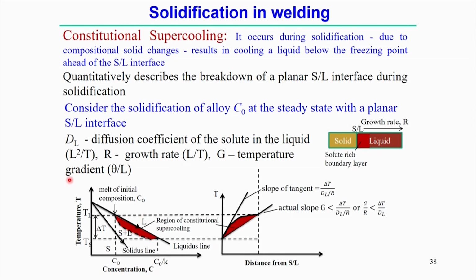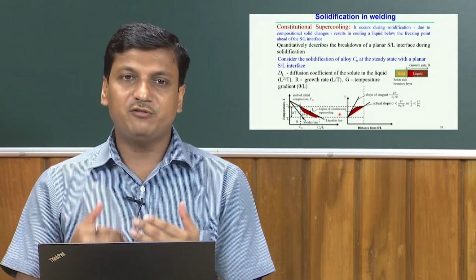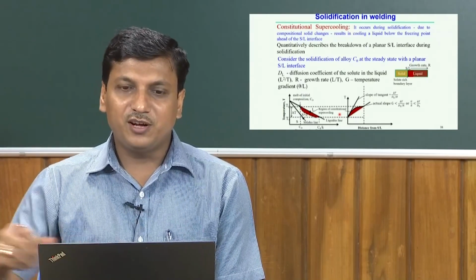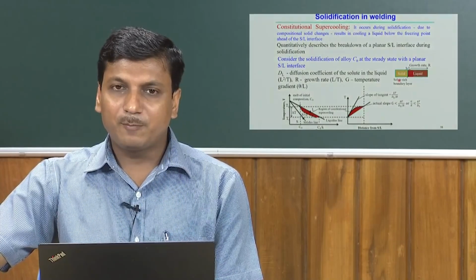So, temperature gradient is theta by L, that means it is the temperature per unit length. So, these are the typical parameters that are involved to represent the constitutional supercooling during the solidification process. Now, we try to explain this phenomenon graphically.